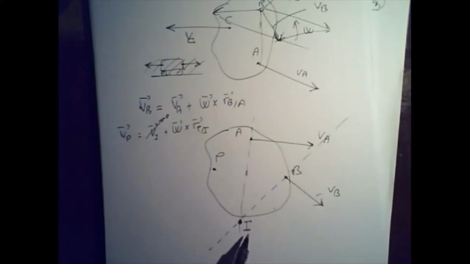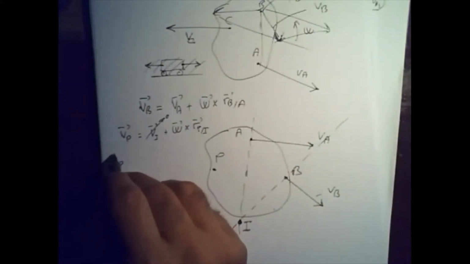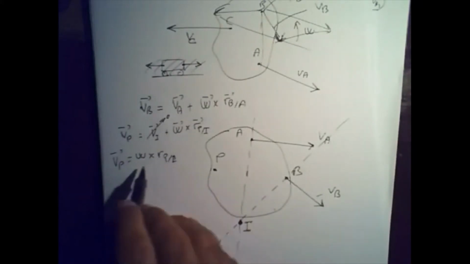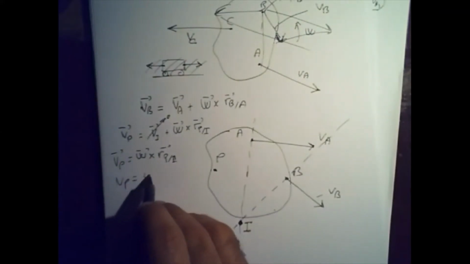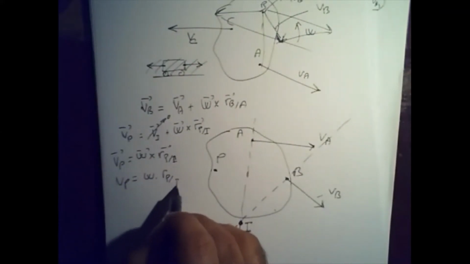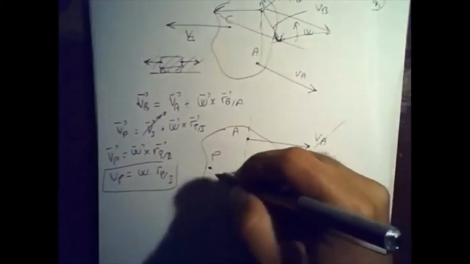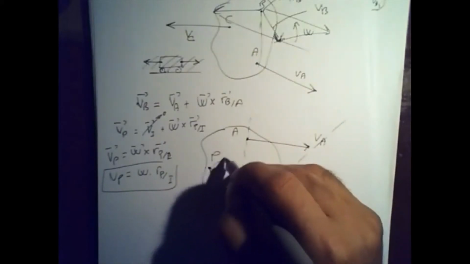So the velocity at point P is going to be equal to what? It's going to be equal to omega cross RPI. So obviously, if these are perpendicular, then VP is going to be equal to omega multiplied by RPI in magnitude. So for the velocity of point P, all I have to do is just join this, and then this is going to be my VP.